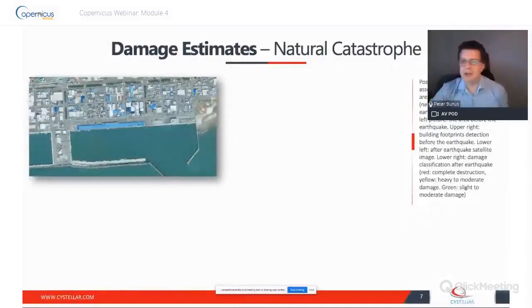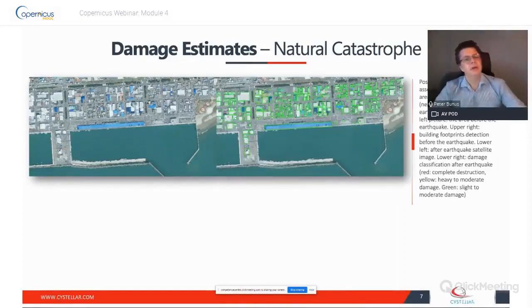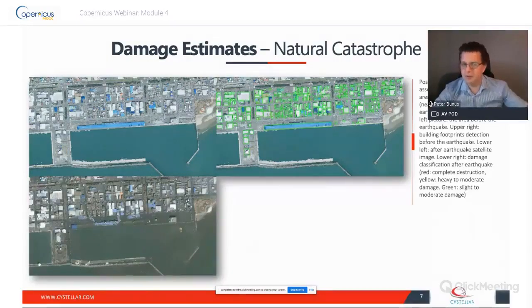Now, in case of natural catastrophe, this is an example from 2011 in Japan at Minami Sanriku. This is a picture taken near the epicenter of the earthquake before the event. This is actually a classification and detection of the buildings in that particular area, also before the event. Then the natural catastrophe, the earthquake event, is happening.